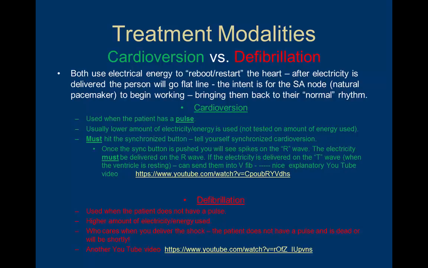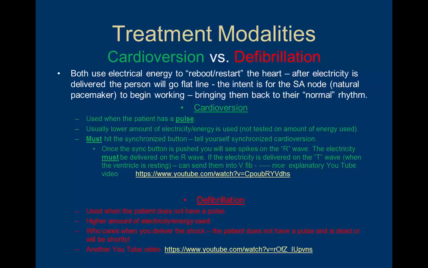But you have to hit the synchronized button if you're going to do synchronized cardioversion. Once the synchronize button is pushed, then you're going to see either spikes or a dot or some kind of arrow that's going to find the R wave. And what that does is it's kind of like an X marks the spot. It is a way for the machine to know, well, this is when I need to hit the patient with the electrical charge, because we want the electricity to be delivered during depolarization, when the heart's actually working.